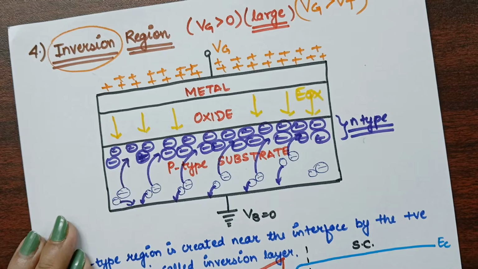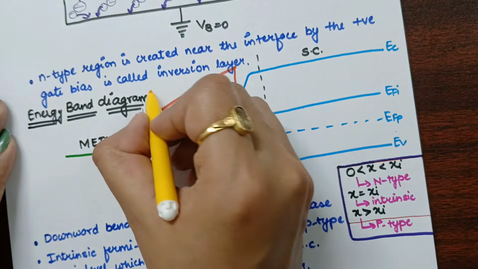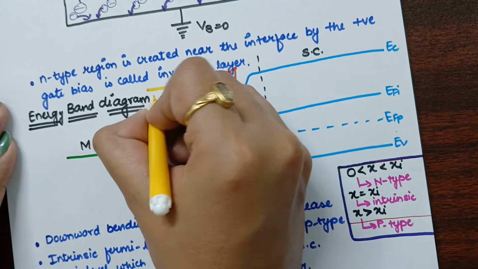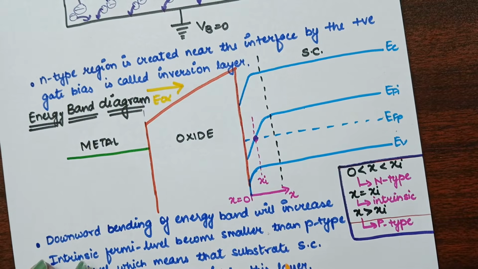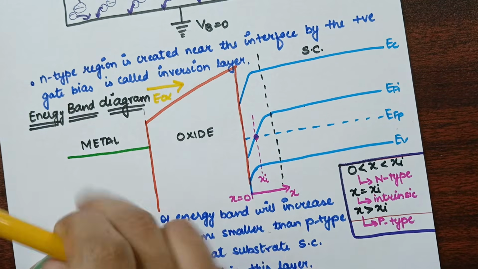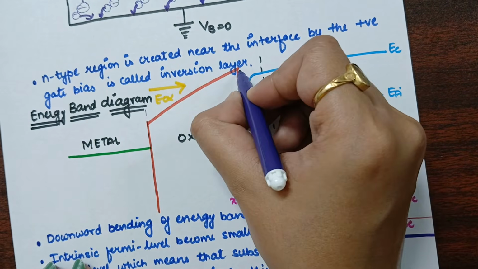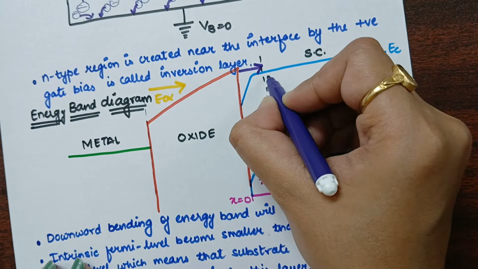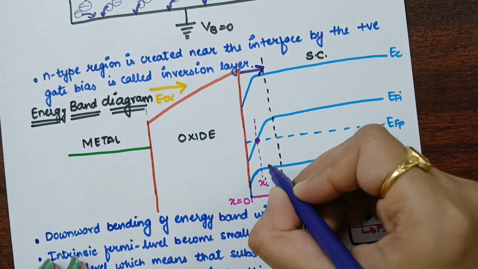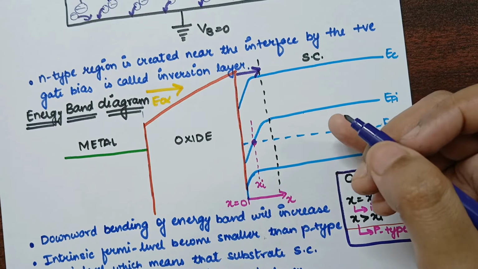Okay, electric field will be in this direction, E0x. So the electric field will always be upward, hence upward, upward. Clear?